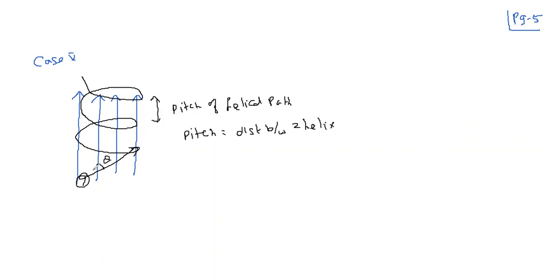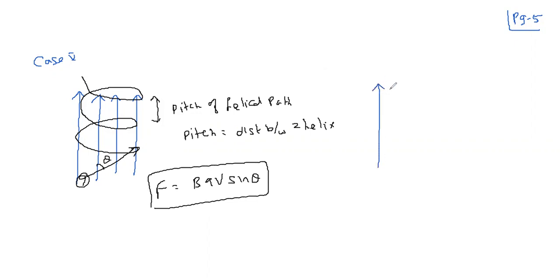So if a charged particle goes at an angle like this, what will happen? It will move in a helical path. So F is equal to what? F is equal to BQV sin theta. That is the answer. If the angle is too much, then what happens to the pitch of the helical path? It will be very small. For example, imagine a charged particle entering a magnetic field with an angle of 89 degrees.